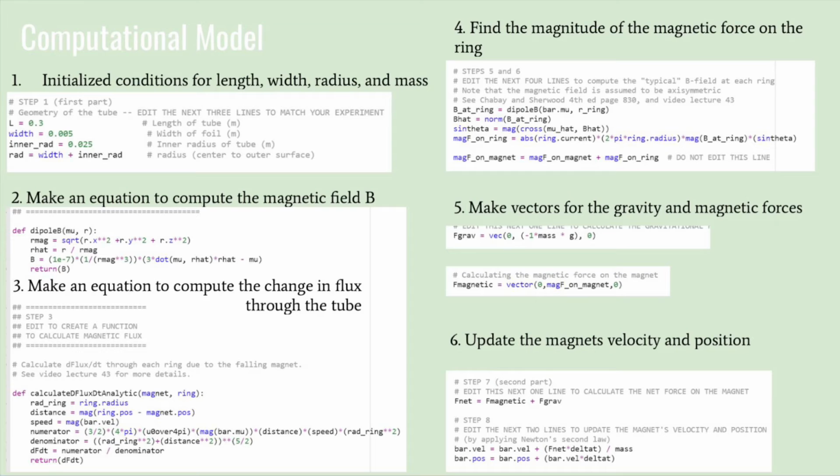For the computational model, I started off with the starter code, and first I changed my initialized conditions for length, width, radius, and mass. Next, I made an equation to compute the magnetic field B, and then an equation to compute the change in flux throughout the tube. Next, I found the magnitude of the magnetic force on the ring using the equations previously mentioned. And then I also made vectors for the gravity and magnetic forces, and finally finished off by updating the magnet's velocity and position. I then ran the code.